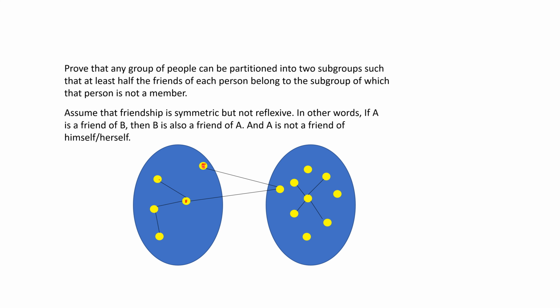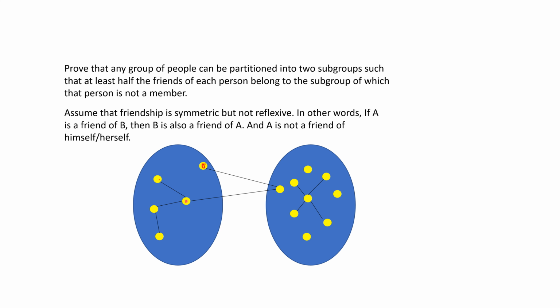So for example, for this person, he has only one friend, and that friend is in the opposite subgroup, so it's okay for that. But for this guy, the number of friends he has in his own subgroup is actually higher, so we don't want that case. The final partition which we want to create should be such that no such person exists. So let's do one thing.